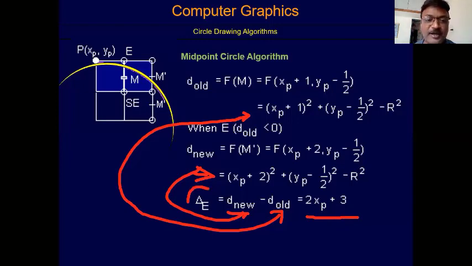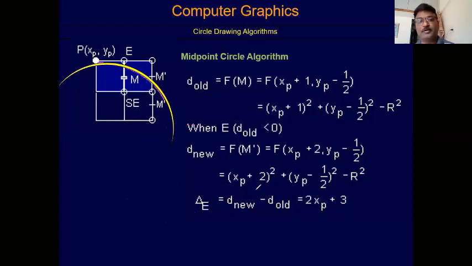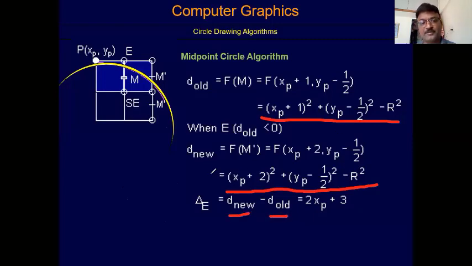So I have put here delta E, which means your new decision parameter. Understood? Because here I have only solved the square. This is my new equation, and this is my old equation. You have to take d new minus d old, putting d new first and then d old. Solve this. Once you solve this, 2xp plus 3 becomes my new decision parameter.